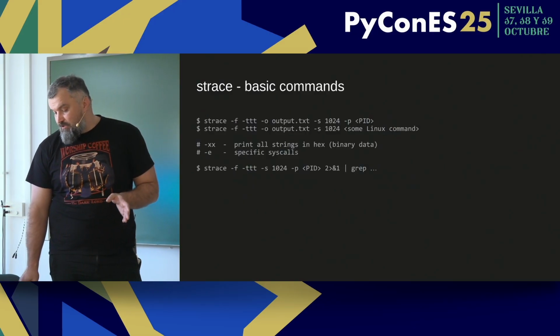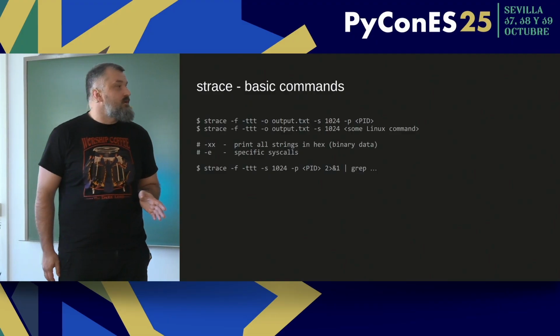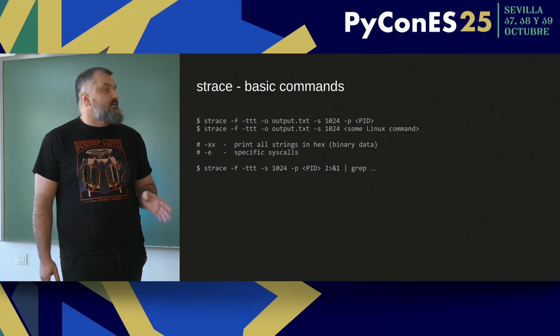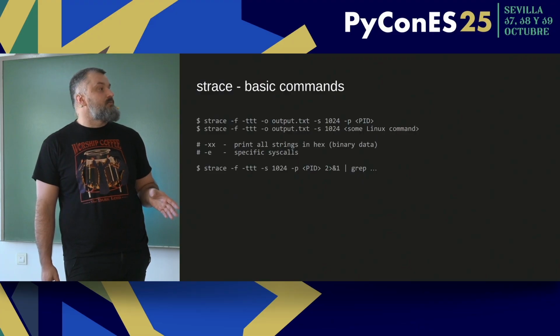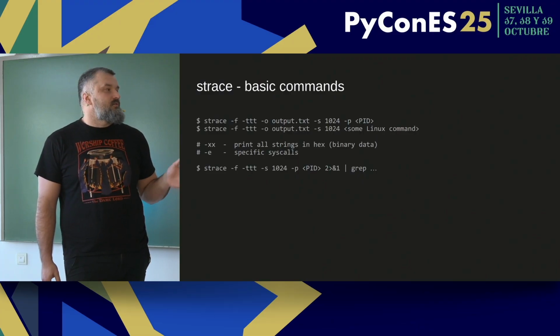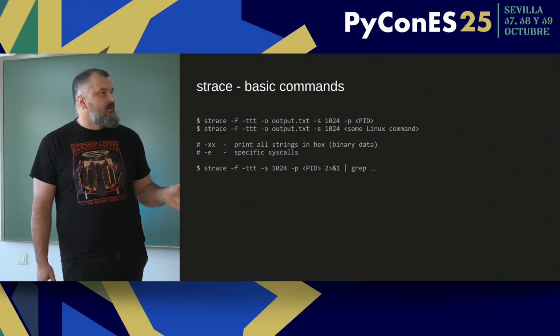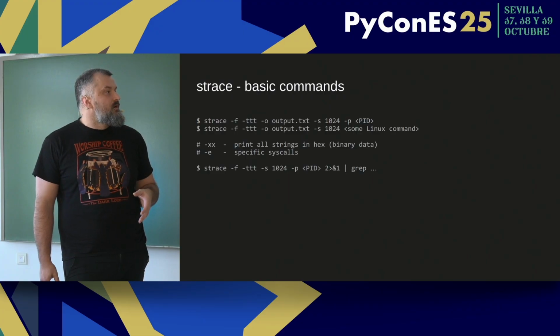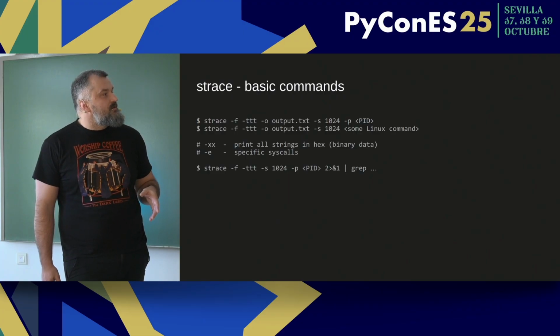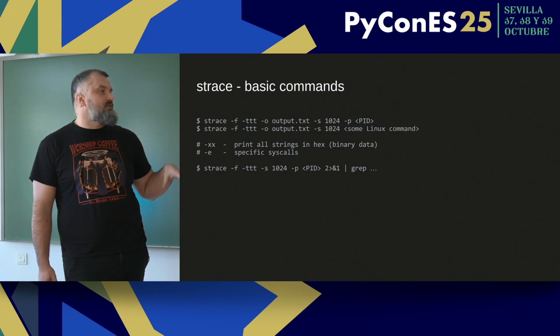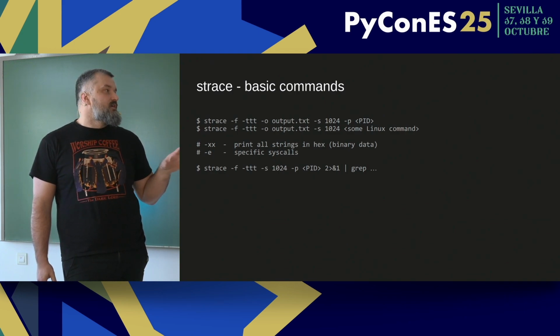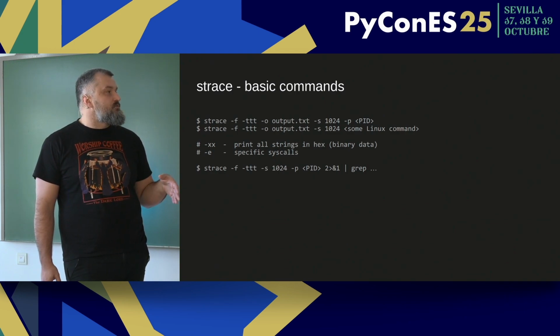Now, how do I use it? The basic usage is that you can either attach it to an application that is already running by specifying the process ID, or you can run an existing Linux command under it. The most important flag is -f, which tells it that if the application spawns new threads or starts new processes, please follow those new processes.